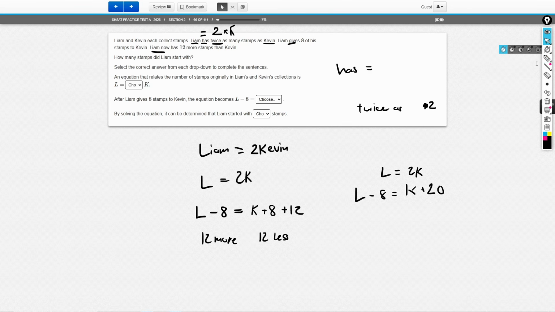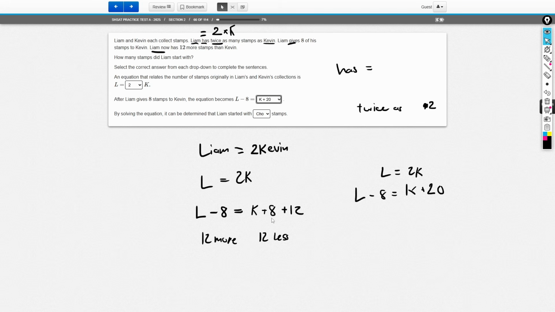And this problem asks us to select the correct answer from the drop-down. It's like a multiple choice question. You have multiple answers. So now we know that L is equal to blank K. We know it's 2K, so we put down a 2 here. Then it says after Liam gives 8 stamps to Kevin, the equation becomes L minus 8, which we already wrote down here, and that's equal to K plus 20.